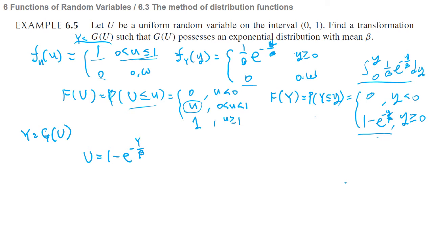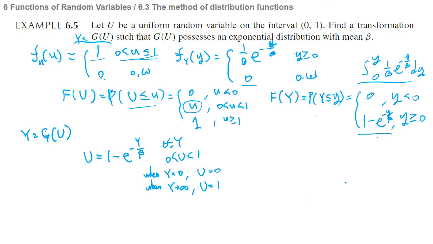Here, u is defined on 0 to 1, and y is defined on this region. When y equals 0, e to the 0 is 1, 1 minus 1 is 0, so u equals 0. And when y goes to infinity, e to the negative infinity goes to 0, so 1 minus 0 is 1. So u goes to 1.